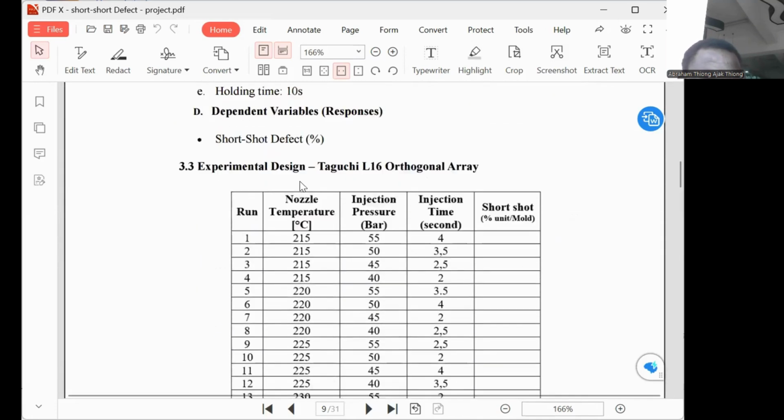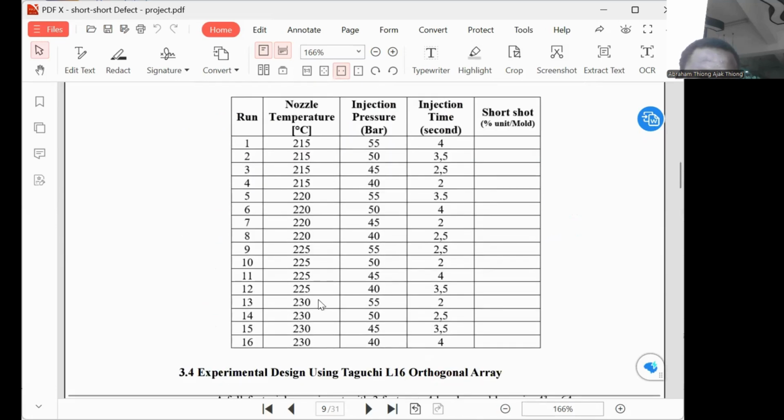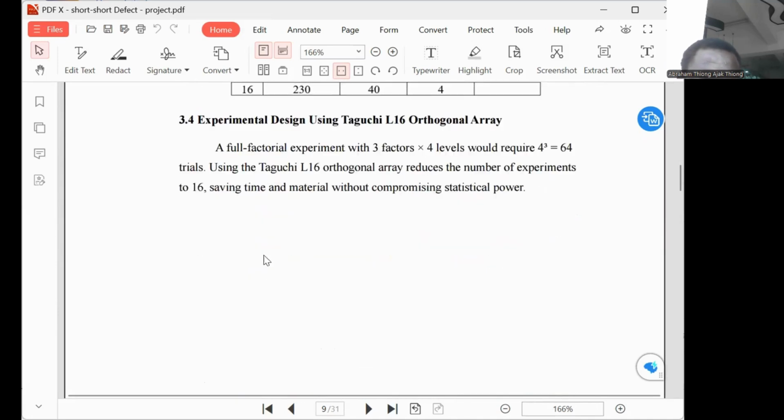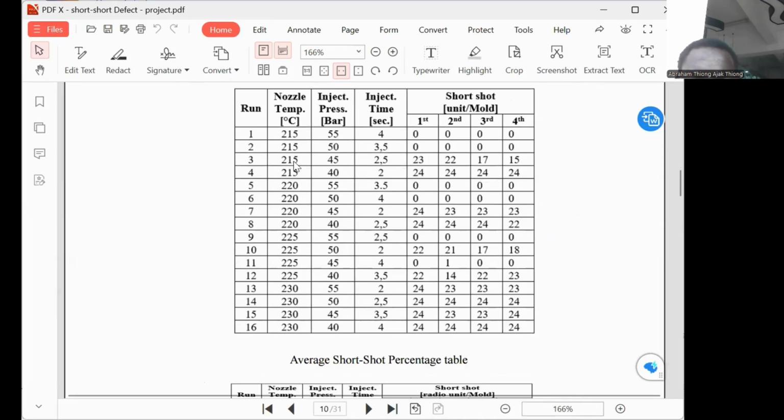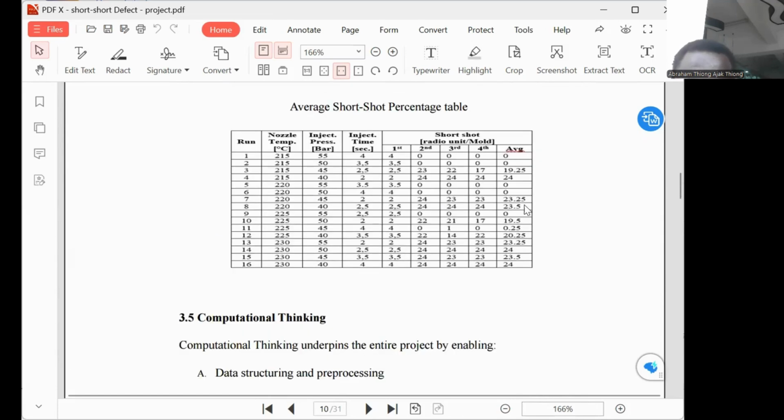Within the Taguchi method, there is what we call the L16, which is an orthogonal array. We use the L16 because it minimizes the resources, so it is cheap. So this is the result. After we ran it 4 times, this is what we get. Within the first trial, we got 0 short shots, and in the others, we got some short shots. After we got the short shots, we calculated the average. This is the average of 4 runs.